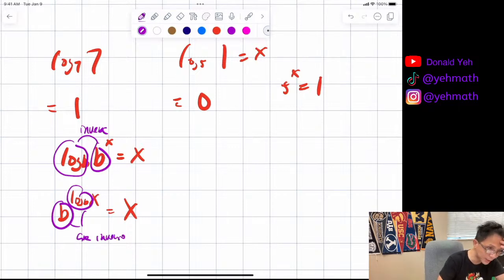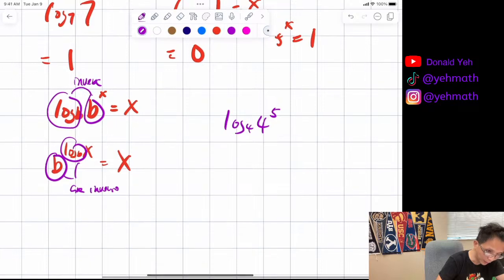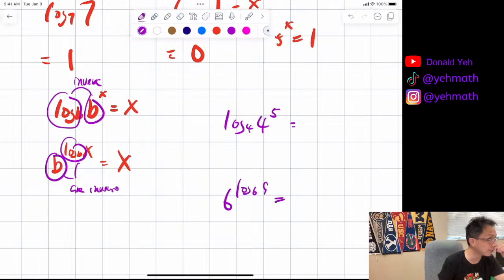Right? So very easy question. What is log base 4 of 4 to the 5? And what is 6 to the exponent log base 6 of 9? Very easy, you can see the answer. What will be the answer for the first one? Just 5, because those cancel out, right? And what's the second one? Oh, that's nice. Sorry, my ugly handwriting.